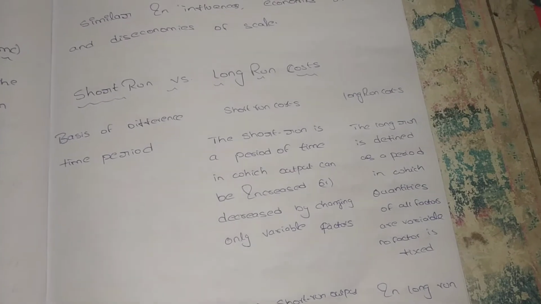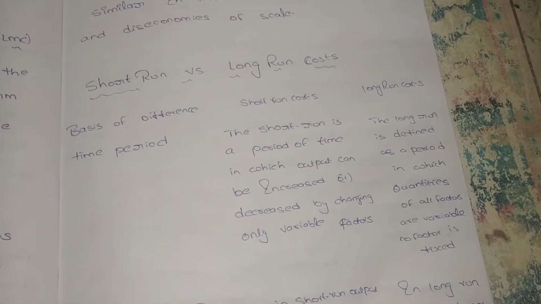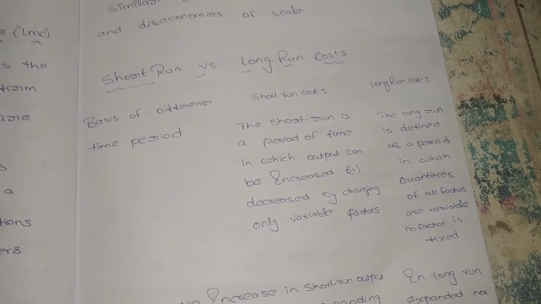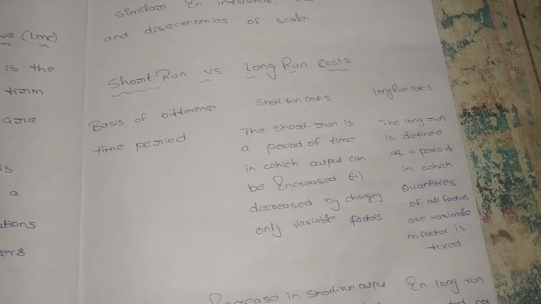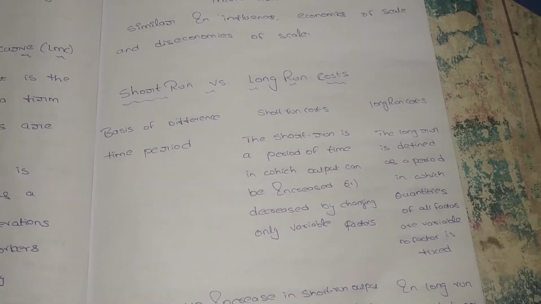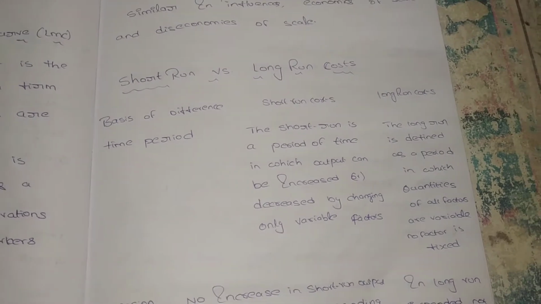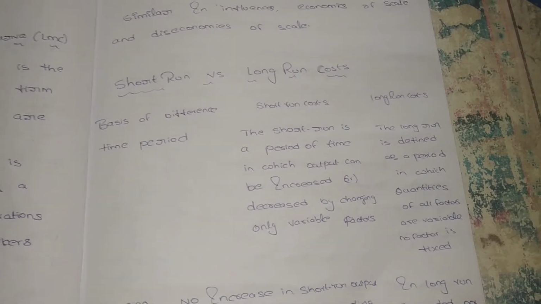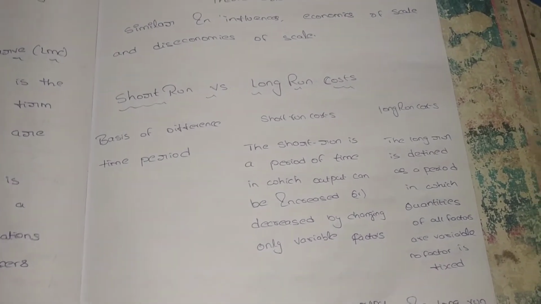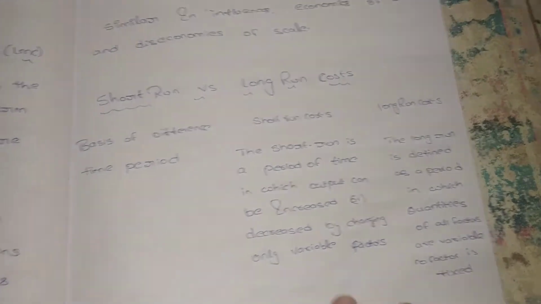So here we are not only increasing our labor and capital, but also increasing our factors, means factories also. We have to construct new factory buildings or start new branches. All this is possible only in the long run. It is not possible in the short run.